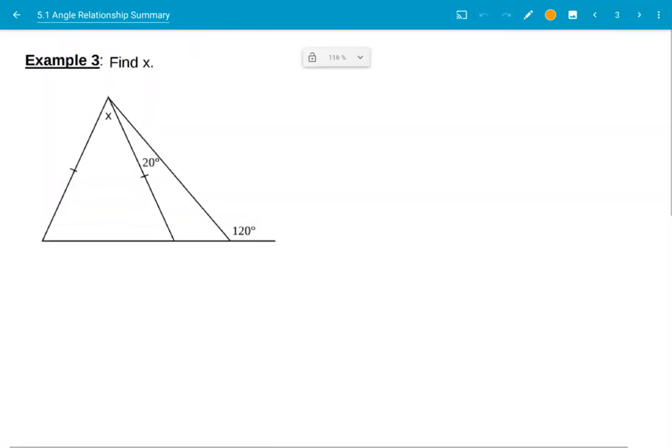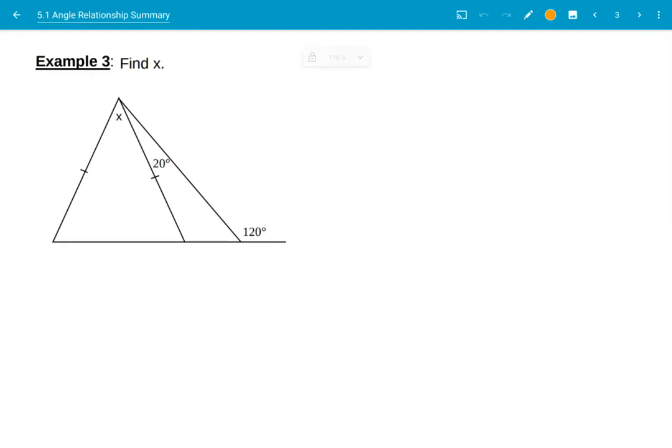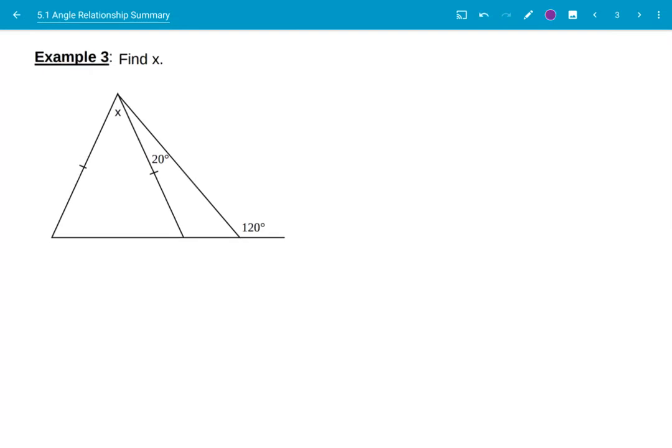Example 3, pause the video, copy the diagram. Okay, once you have the diagram down, you have to realize some things. We have an isosceles triangle here, and that contains x, and that's what we're trying to find the measure of. But that triangle has very little information aside from it being isosceles. So we have to start where we know more. And that's the triangle at the right.